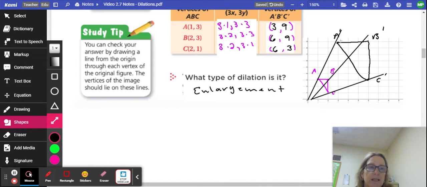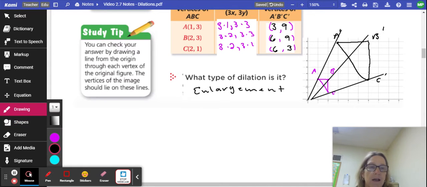You also will notice that the side lengths have changed by the scale factor. So the original AB was 1, the new AB is 3. The original BC is 2 units in length, the new B prime C prime is 6 units in length.